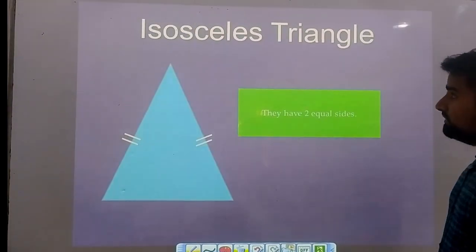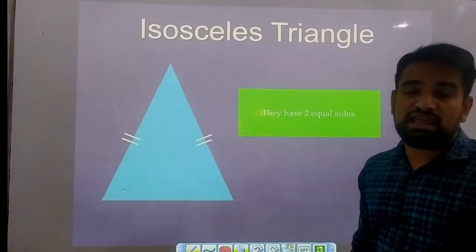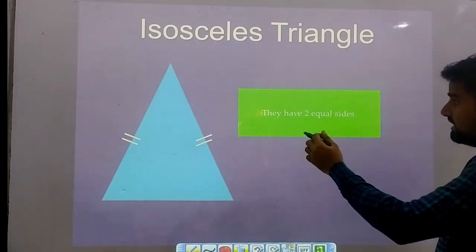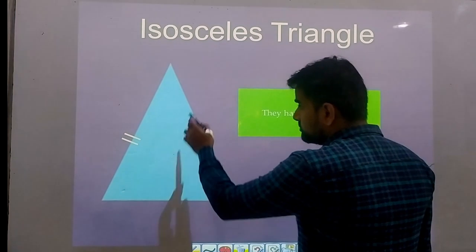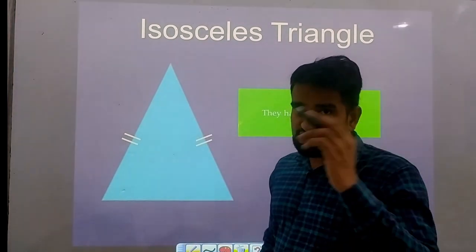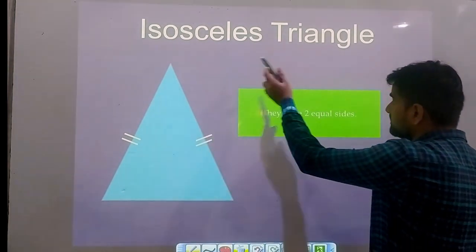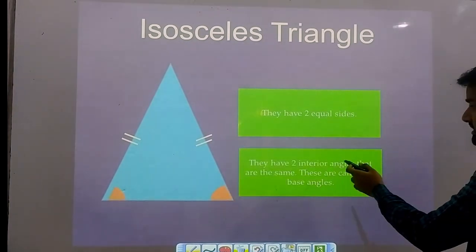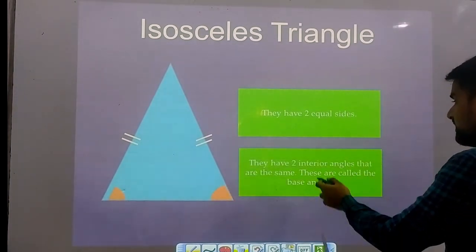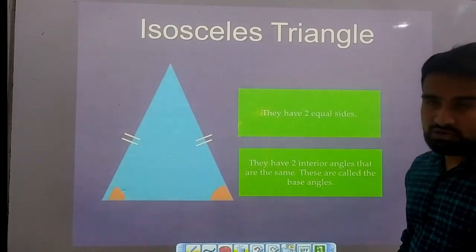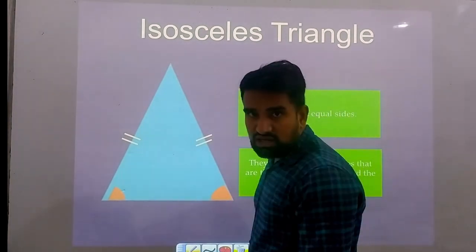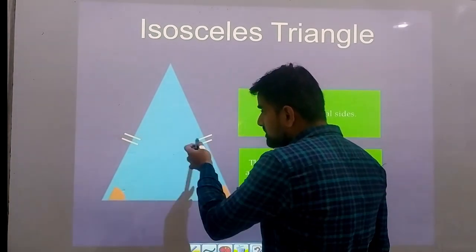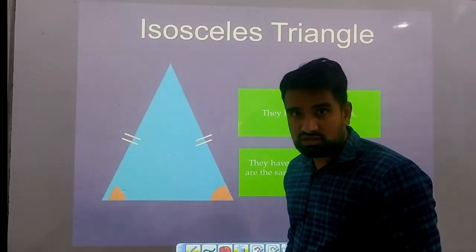Okay, so the second type is basically what? An isosceles triangle. Alright, so an isosceles triangle has 2 equal sides, right? So a triangle in which only 2 sides are equal to each other is called what? Isosceles triangle. Okay, and basically they have 2 interior angles that are the same. These are called the base angles. So basically in an isosceles triangle, you can say that the opposite angles of the 2 equal sides are always equal to each other.